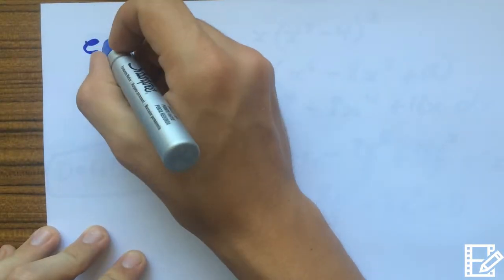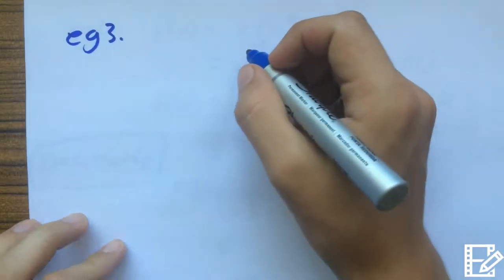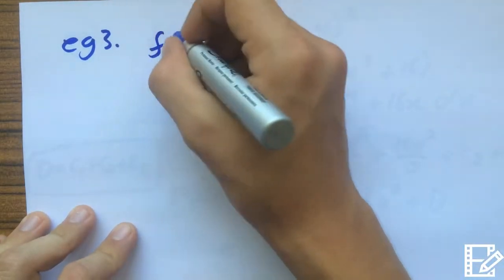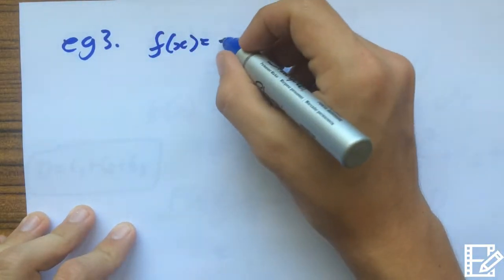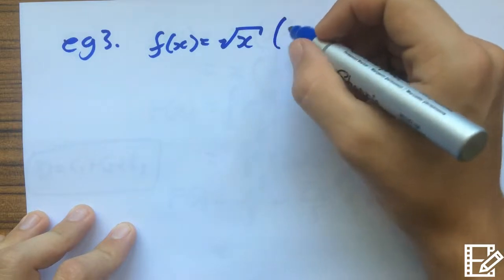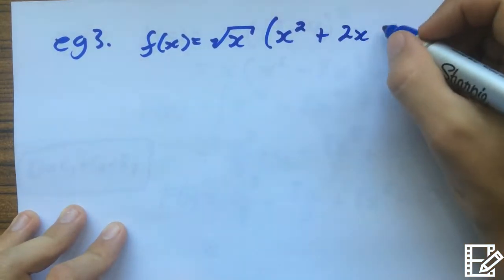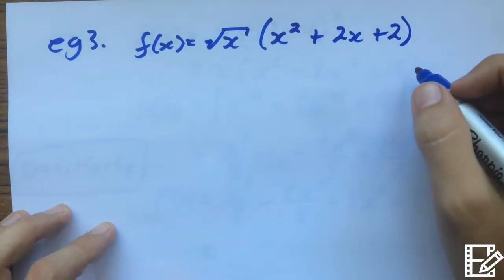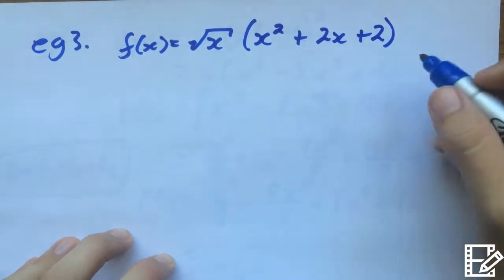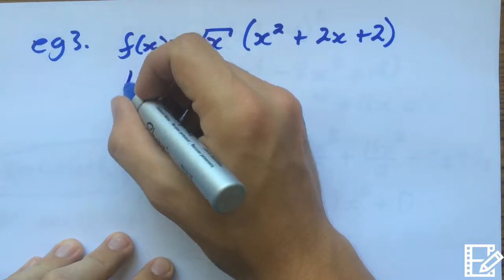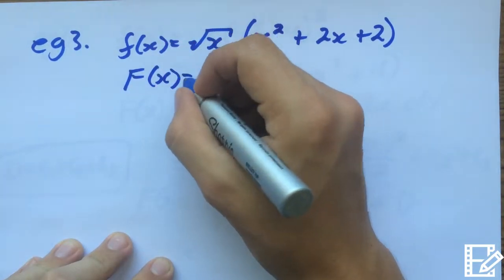Okay, so example 3, which is going to be f(x) equals square root of x squared plus 2x plus 2. Okay, so what I'm going to do here, we're going to first write out the integral.